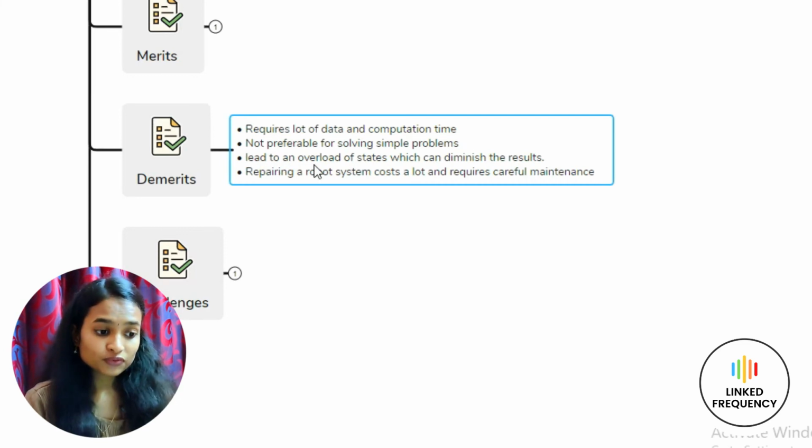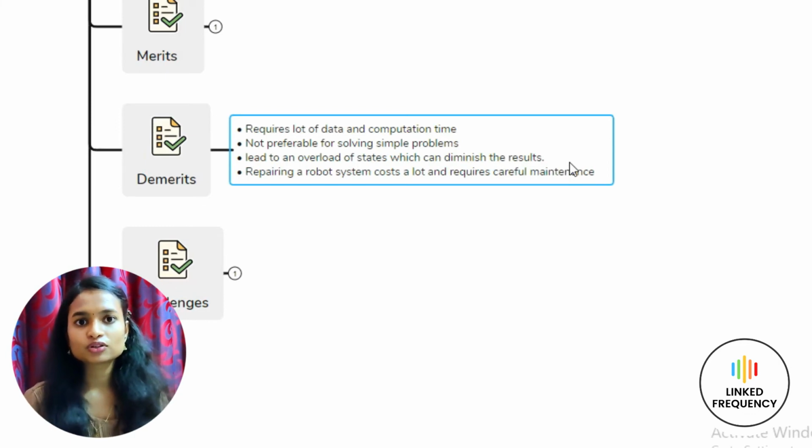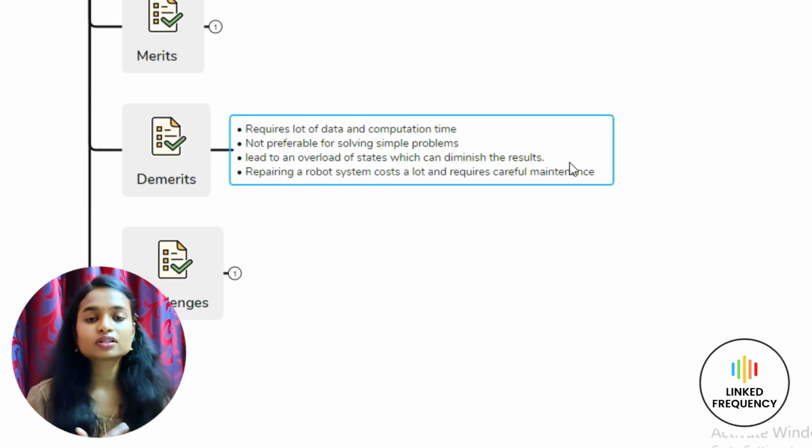It can lead to an overload of states which can diminish the results. Since the agent is going to work on a loop system based on the feedback, if every time it receives the same state, the results which have been expected can reduce, and the overall optimization of that result can be reduced based on overloading of the states. So this is one of the demerits you can see by using this approach.